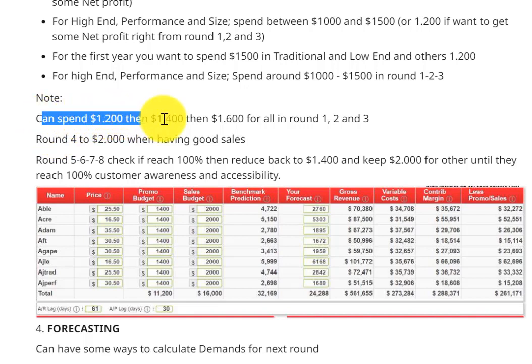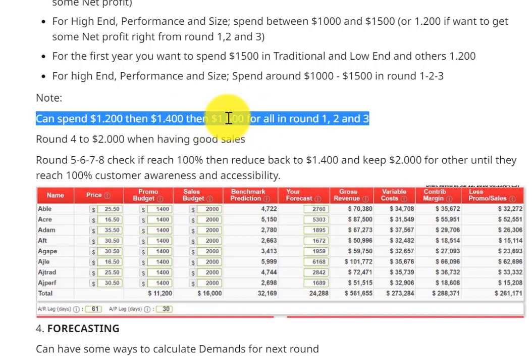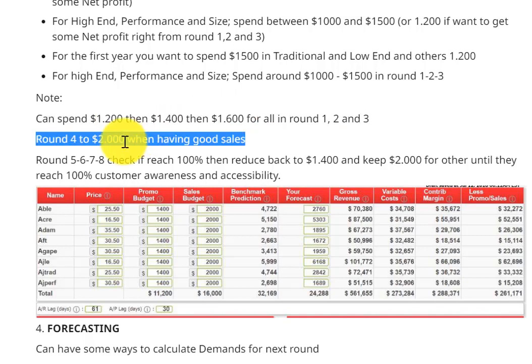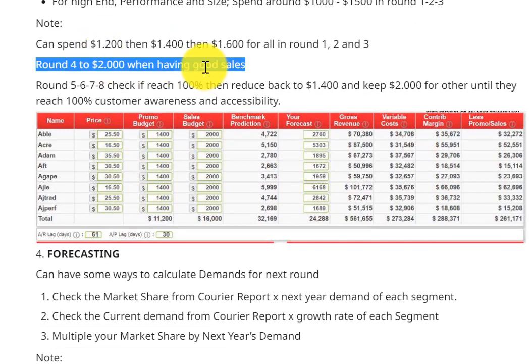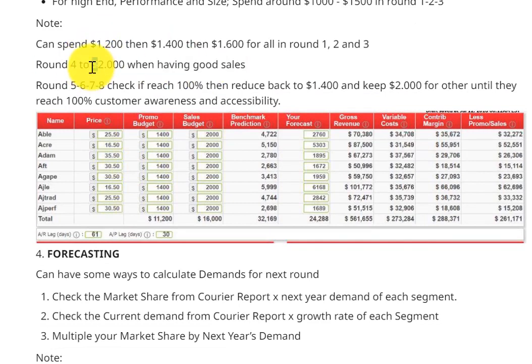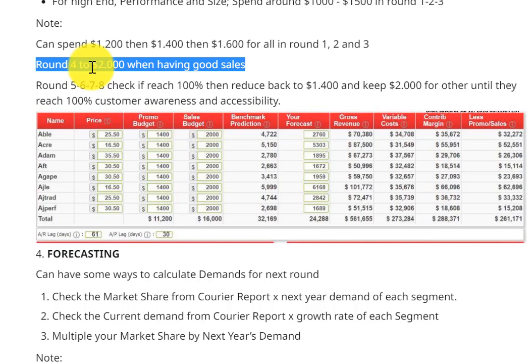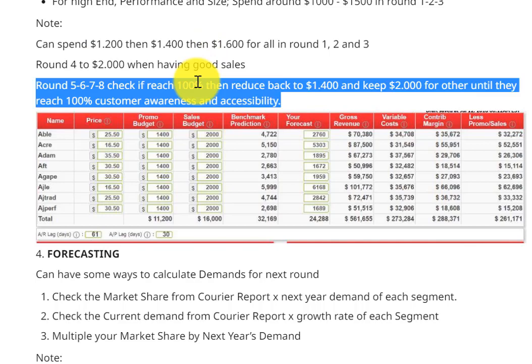Note, we can spend here 1,400 or 1,200 or 1,400, then you increase to 1,600 in round 3, so we get good sales and also good net profit. Round 4, we can increase to 2,000 and we have very good sales. So when we have very good sales, 100 million, increasing a few costs, spending on promotion and sales will be no problem. In rounds 5, 6, 7, 8, if we reach 100% of customer awareness and accessibility, we can reduce back to 1,400.